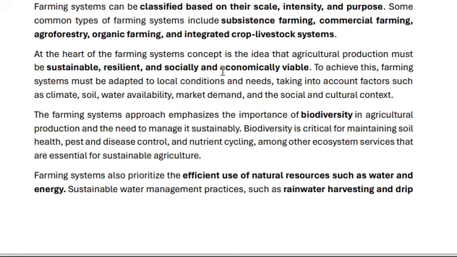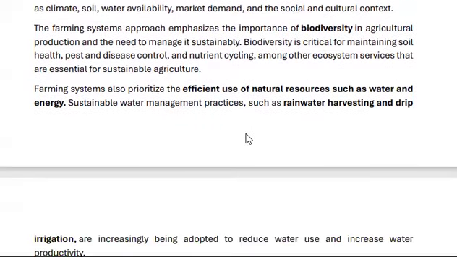Then socially and economically viable. Socially, tao. Economically, pera. Viable, kaya. So meaning that a farming system should be attained by the people with the means that they have. So that's the concept of farming system.